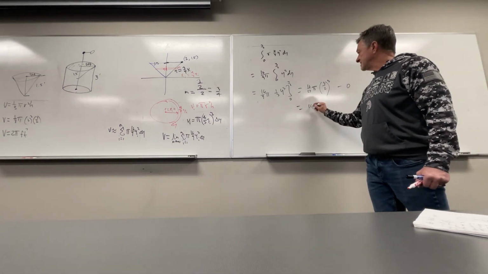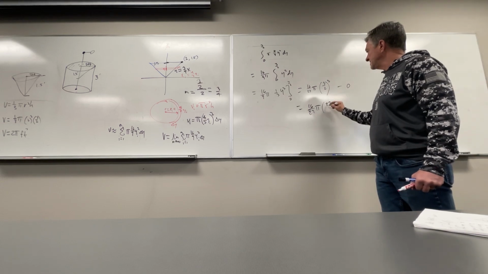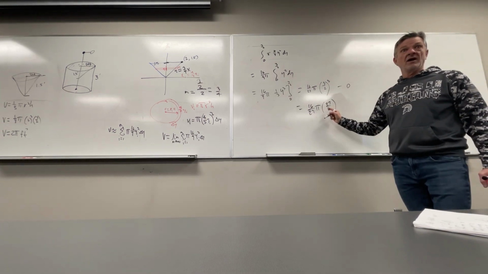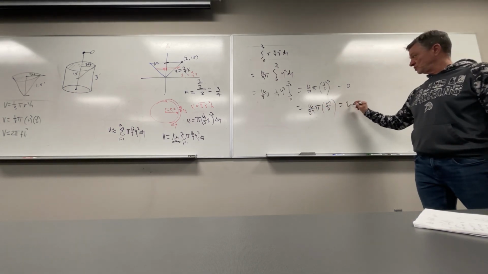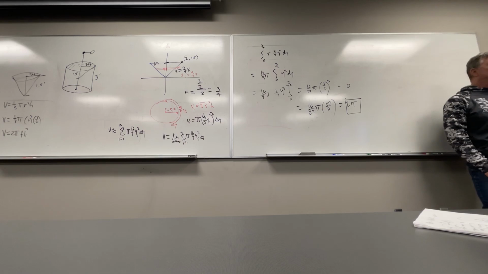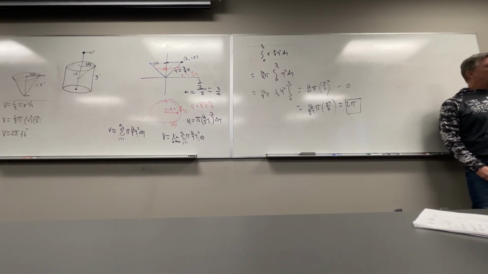So let's see, we got 16 over 27 pi times 27 over 8. The 27s are going to cancel, and the 8 and the 16 are going to make it 2, so we get 2 pi. Good. That's what we expected. That's what we hoped it would be, so that I wouldn't look like an idiot. Okay, any questions?